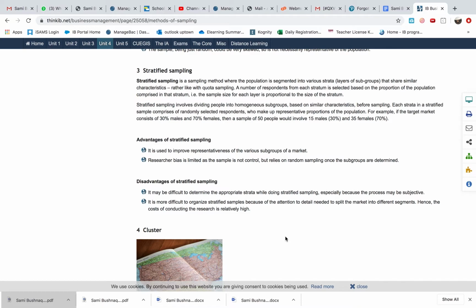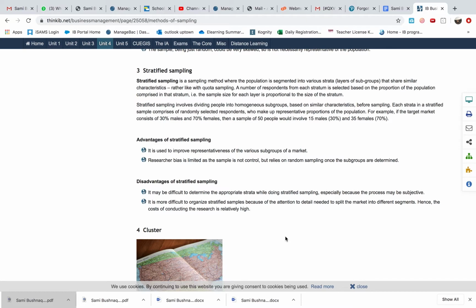Researcher bias is limited as the sample is not controlled. It relies on random sampling once the subgroups are determined. So you just determine the subgroup and then you randomly pick 15 men and 35 women. The disadvantages though is it's difficult to determine the appropriate strata.